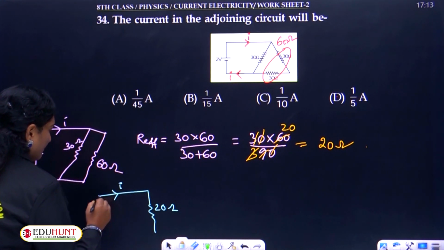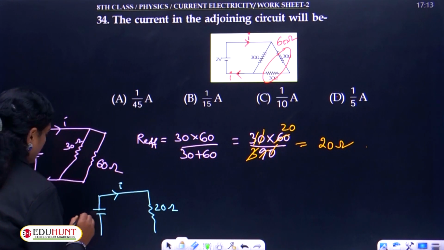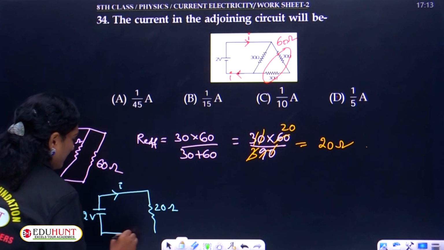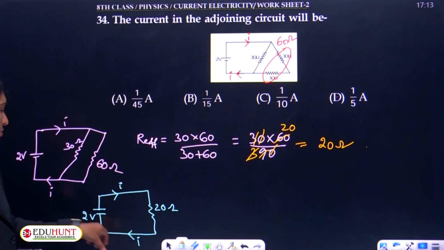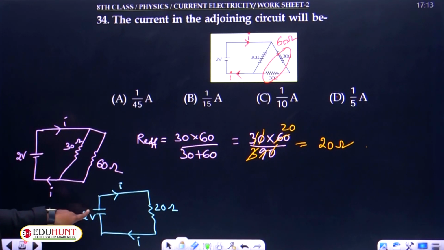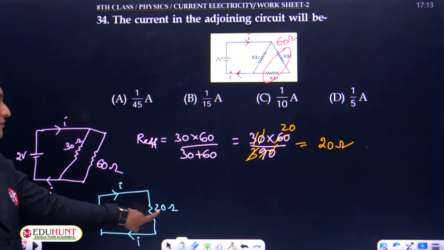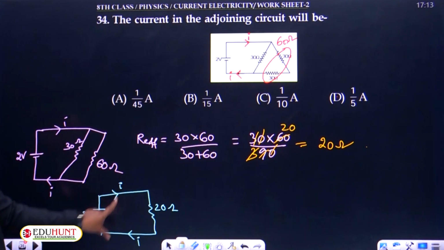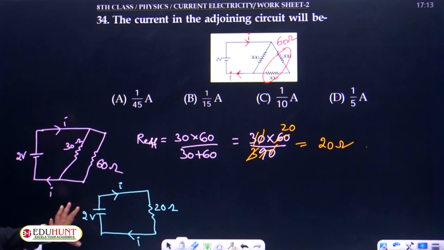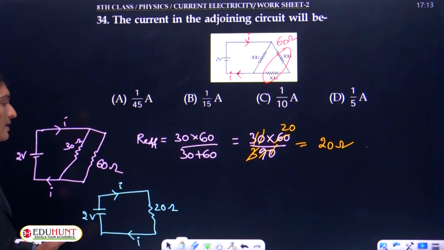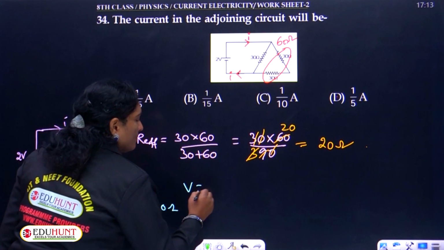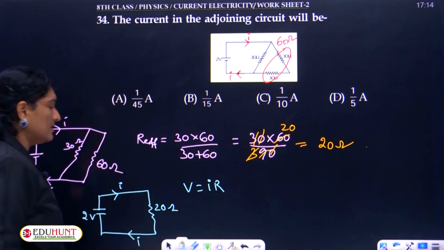Some amount of current I flows from the 2 volt battery supply. In the given circuit, the voltage supply is 2 volts, the resistance offered is 20 ohms and the current is I. So, what is the relation between the voltage, potential difference, resistance and current? You have to go with Ohm's law. What is Ohm's law? V is equal to IR.